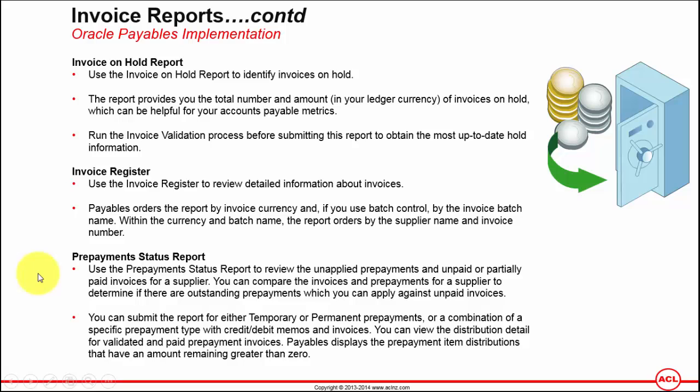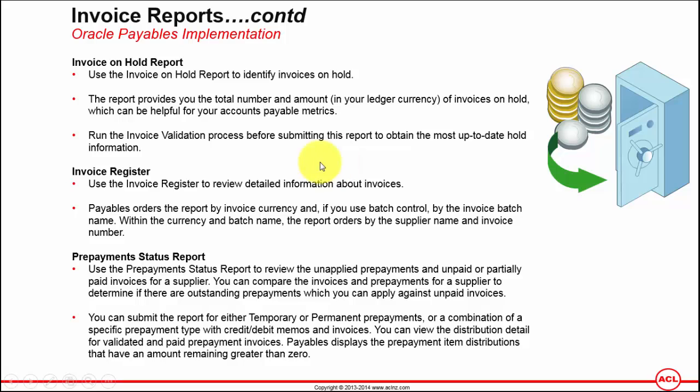And in this case, you've got to run the invoice validation process before submitting this report to obtain the most up-to-date hold information. What happens is when you validate an invoice, Oracle automatically checks for any inconsistency within the invoice and applies a system hold automatically. So that's the advantage of running a validation process manually or via an automated concurrent program.